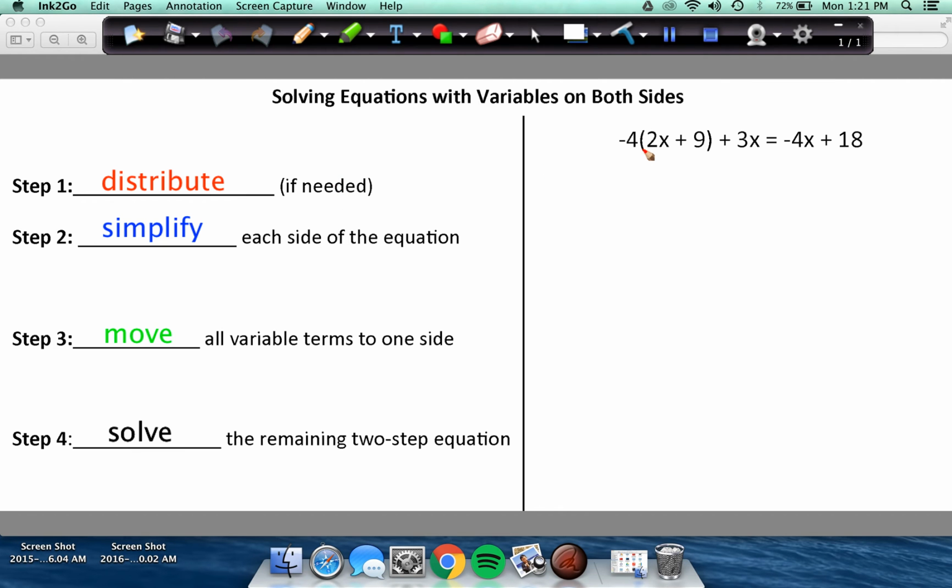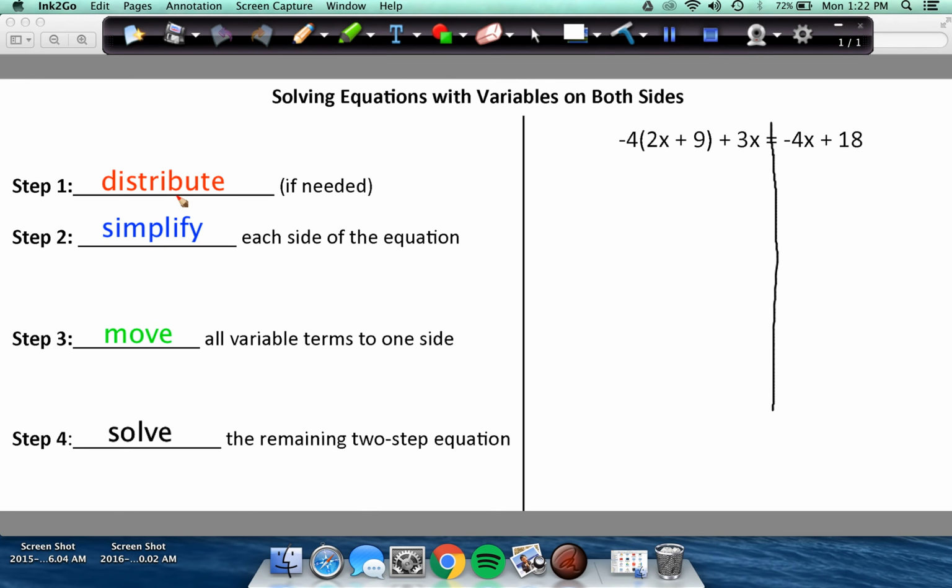So in this case, we look over here. In our equation, we do have parentheses. We have to get rid of them. We cannot do anything else until we've gotten rid of these parentheses. So yes, we do need to distribute in this case. Let me go ahead and draw my line. Remember, we need two sides to this equation, so I'm going to split it at my equal sign.